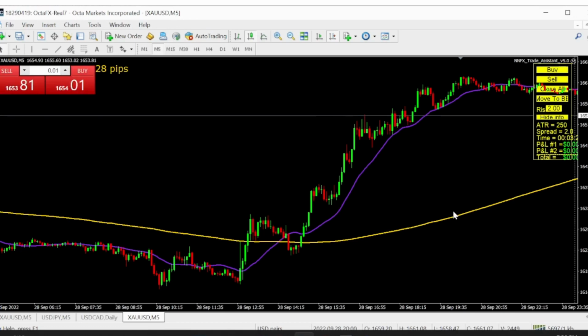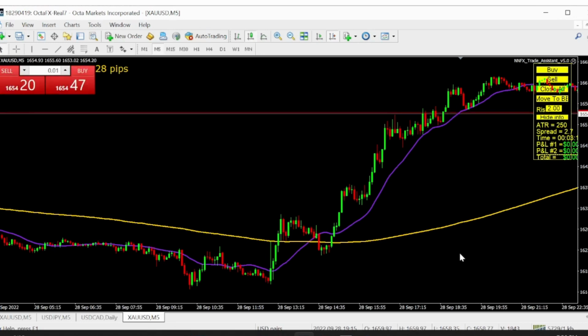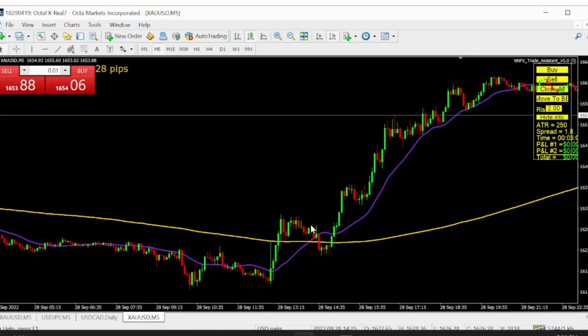Guys, today I'm going to share with you a very unique strategy, and this strategy will include two moving averages. The first moving average that I have used for this strategy is a 20 period moving average. As you can see here, the purple line is the 20 period moving average. The other moving average which I have used here is a 200 period moving average.